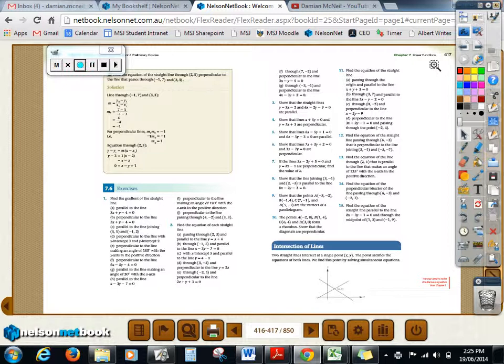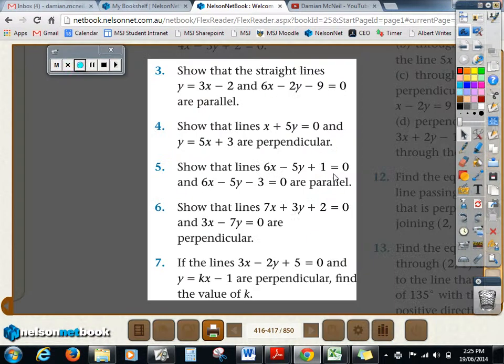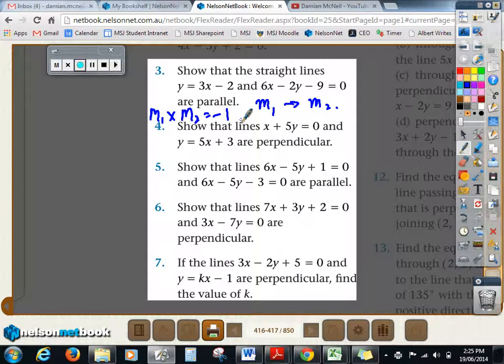Okay. The rest of the questions are over here. It says, show that they are parallel. If you need to show that something is parallel, please set it out nicely, but you need to show that the gradient of line 1 must equal the gradient of line 2. If you want to show that something's perpendicular, you find the gradient of line 1, so m1, and you times by m2, and it will equal negative 1. Okay? So have a go at doing that, and I hope you are successful.